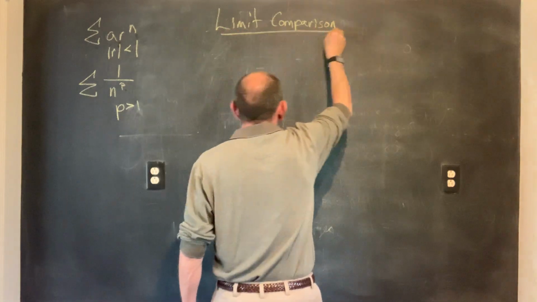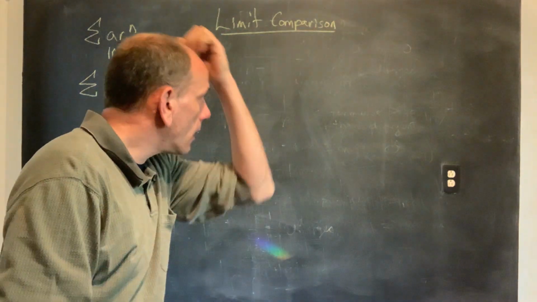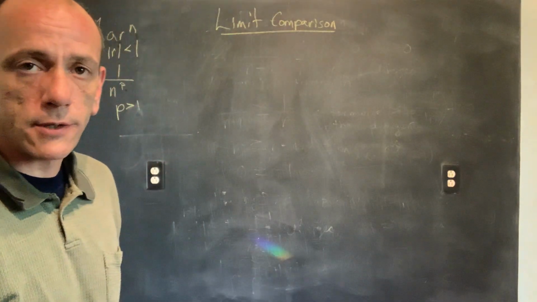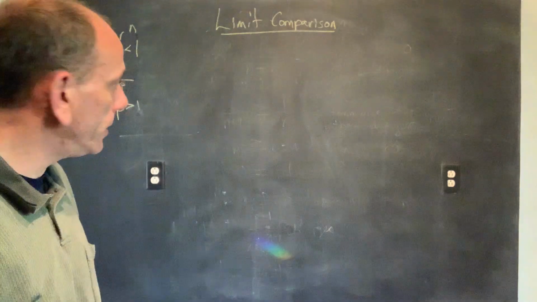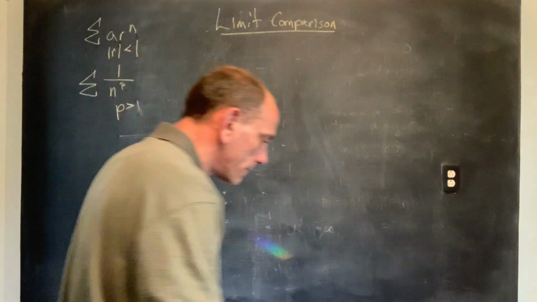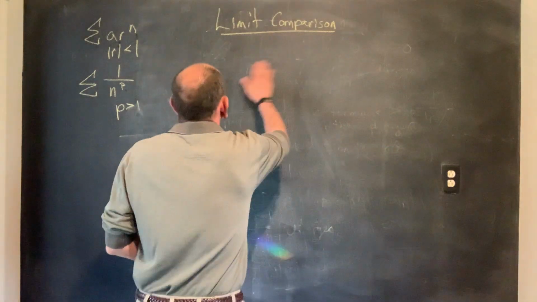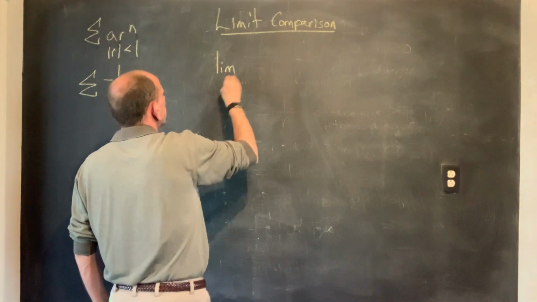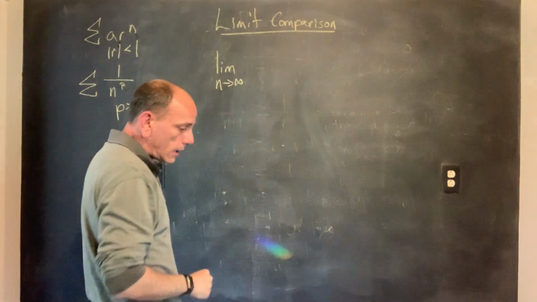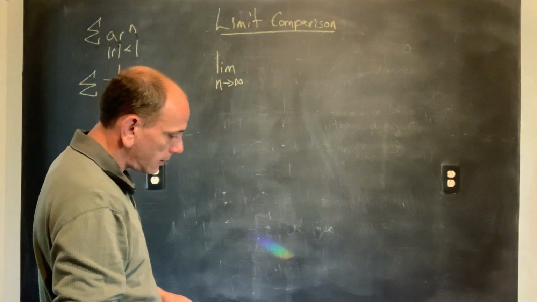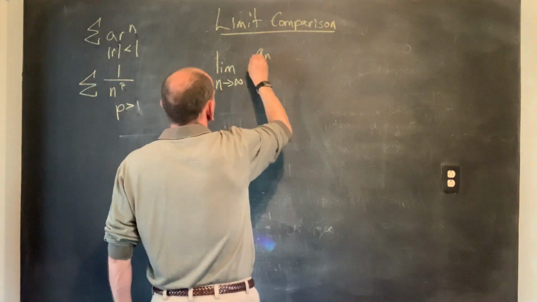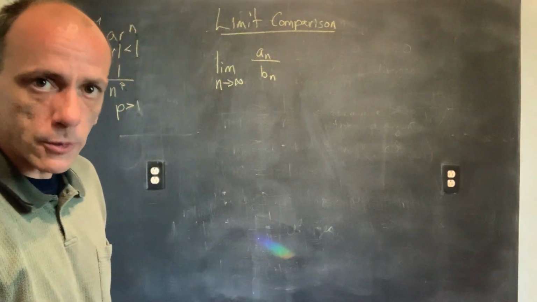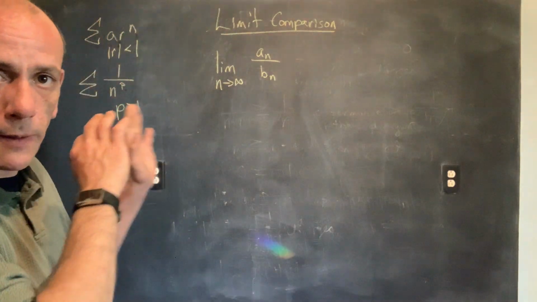Again, this is for non-negative sequences. And A sub n, our A sub n series, that's the series that we're testing. And B sub n is a series that we know something about. Okay, if that's the case, what we'll do is we'll look at the limit as n goes to infinity of the ratio between A sub n and B sub n. So we're going to look at the ratio of A sub n and B sub n. B sub n is the one that we know something about. We're going to put that downstairs. Okay, and we'll take the limit of the ratio.